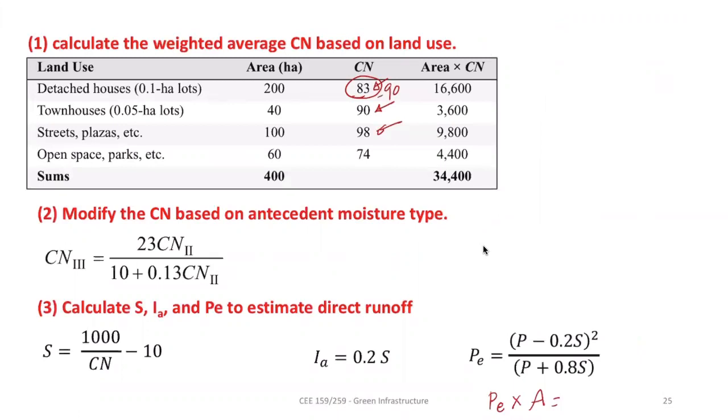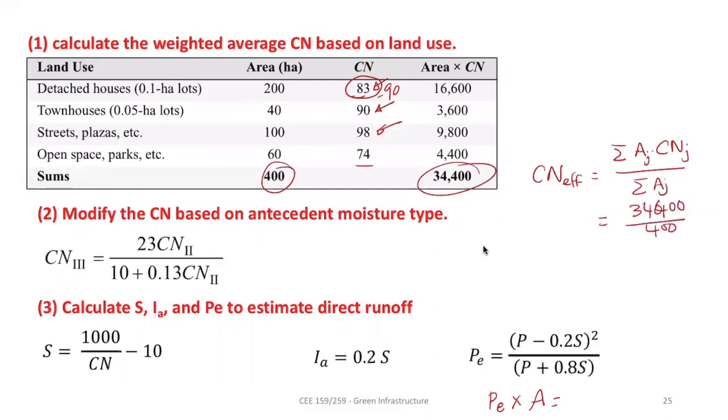But let's say for the sake of it, this is 83. So what you do is you calculate the total area, that's 34, and then you calculate the actual curve number. The real, or effective, curve number would be the sum of area times curve number, divided by the sum of area. So that will be 34,400 divided by 400. That will give you the value over here. Once you know that one, we call that CN2, the normal moisture content.